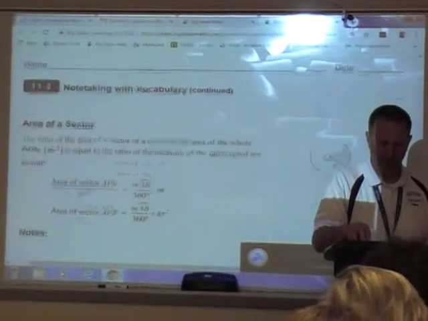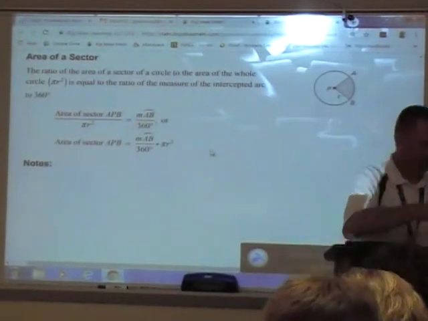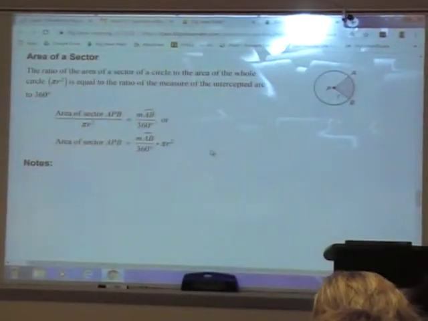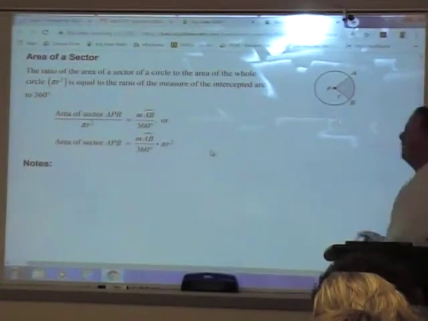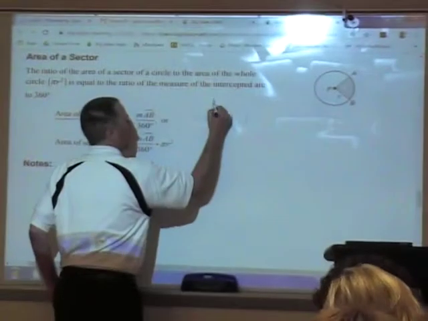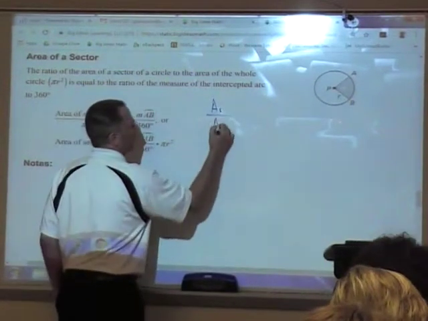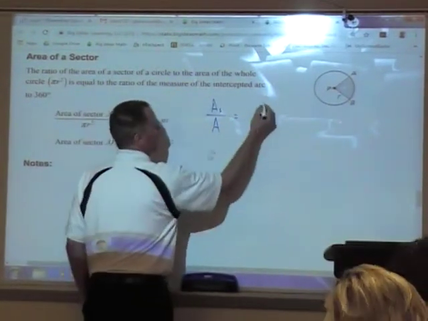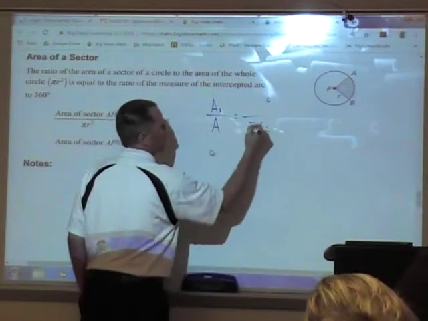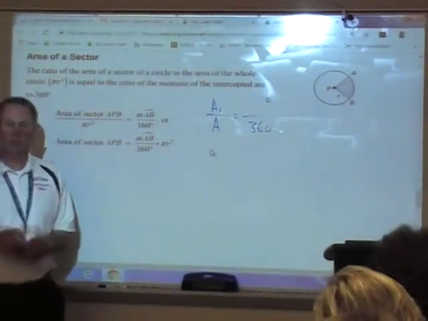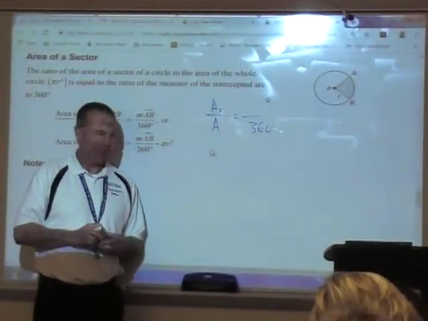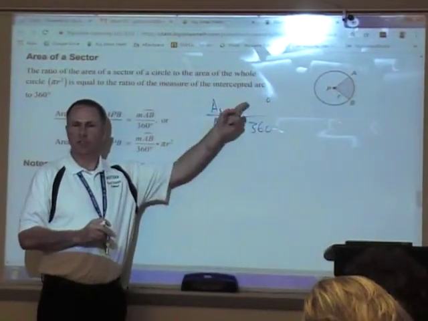All right. So area of a sector. This is what I was alluding to just a minute ago. The area of a sector. So the area of the little piece, the piece of pie that's there, over the total area of your circle is equal to the degree over 360. So very similar to the arc length, okay? Area is to area as degree is to degree.